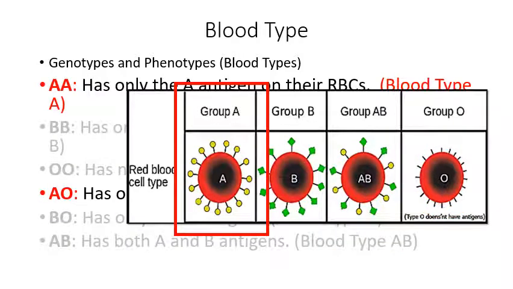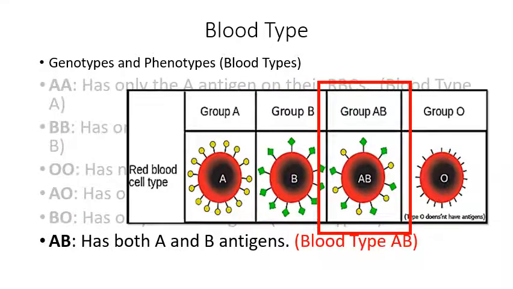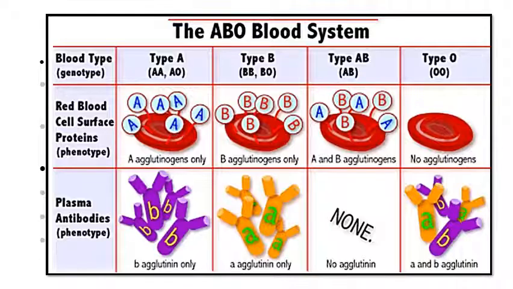So the AA homozygote or AO heterozygote gives you blood type A. BB or BO gives you blood type B. AB heterozygote gives you blood type AB, and OO gives you neither, gives you blood type O.